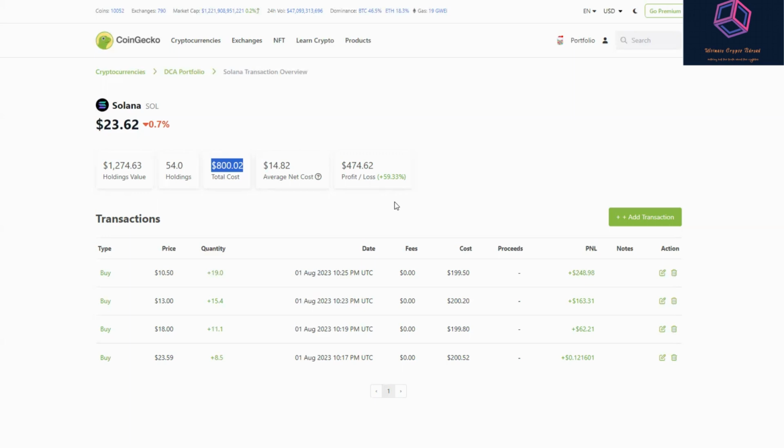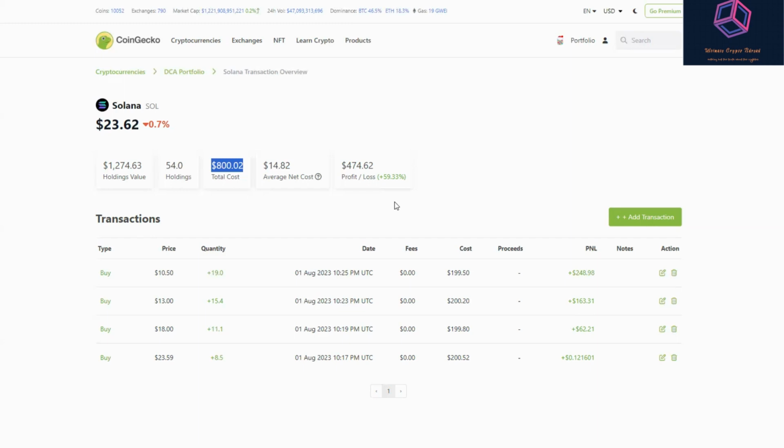However, if you want to average down your entry price on any coin, really, to be honest, whether it's Bitcoin, Ethereum, Solana, Cardano, Polkadot, Cosmos, Shiba Inu, or any other coin, guys, this is the best way of doing it.